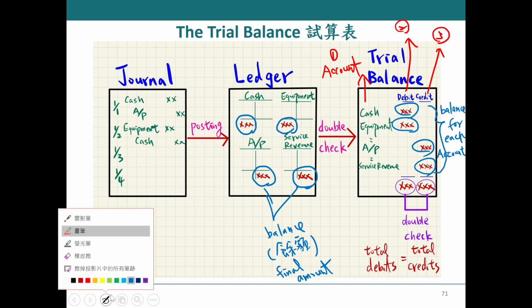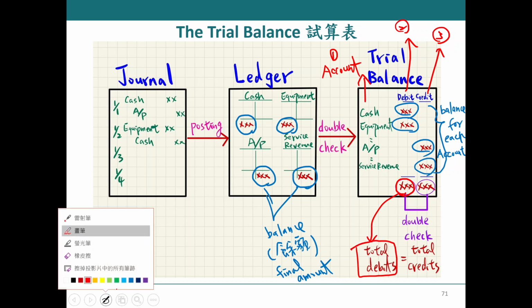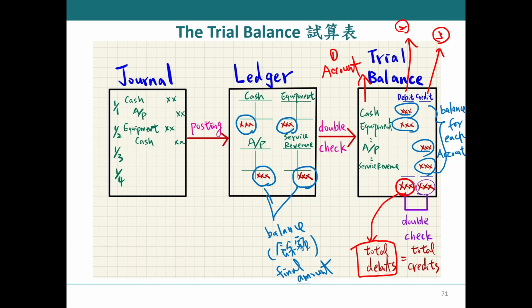Okay? So I got the total debits. So this is your total debits. And this is your total credits. Okay? So at least total debits should equal total credits, right? Okay, so that's how we do the double check.